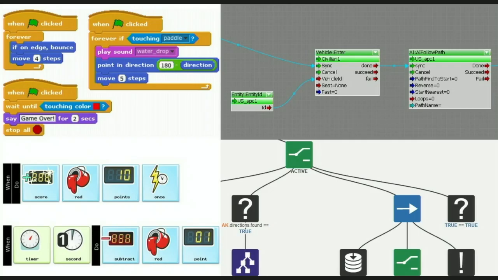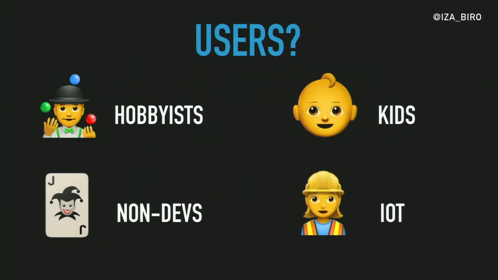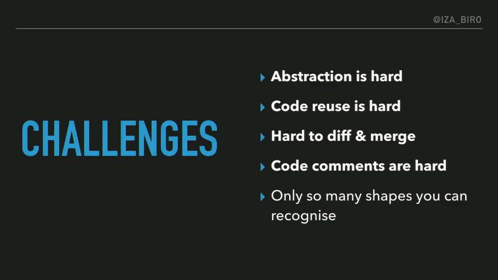Yeah, the deal is that visual programming languages have been around since the 80s, 60s. But most of the users were either hobbyists, non-developers trying to learn development, kids getting into programming, and the usual IoT stuff. So why did developers, as in their day-to-day job, start using visual programming? Because it's all nice and fun, but challenges are a thing.